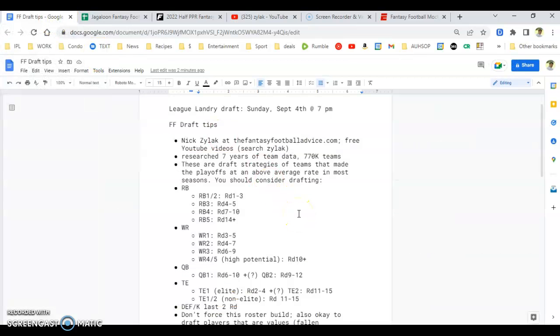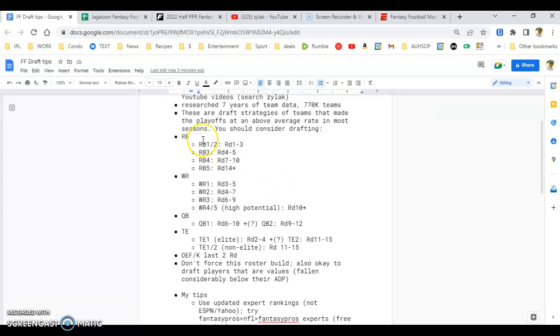One of the more interesting things that I saw from him this summer was he did 7 years of research, 7 years of ESPN draft data, looking at over 770,000 teams. And he identified draft strategies of teams that made the playoffs at an above average rate in most seasons. So these strategies worked for most teams in most seasons.